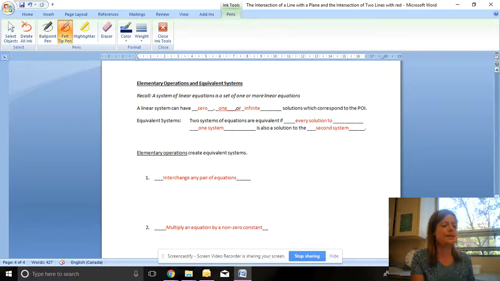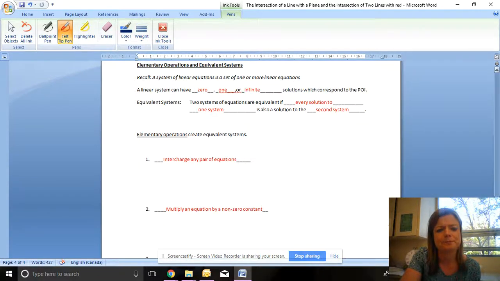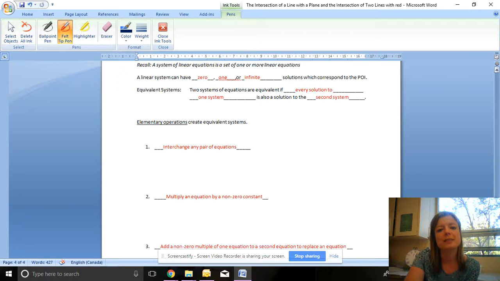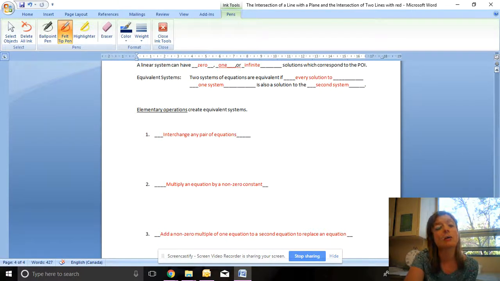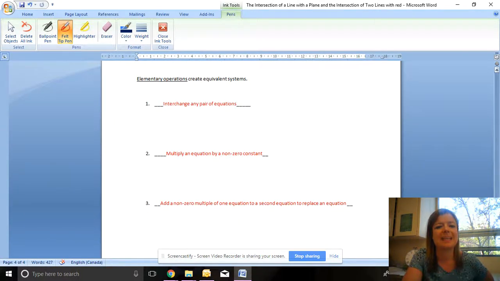This is basically just getting used to the vocabulary of what elementary operations and equivalent systems are. Remember, a system of linear equations is a set of one or more linear equations. So that's what I mean by a linear system. A linear system can have 0, 1, or infinite solutions, which correspond to the points of intersection. An equivalent system is two systems of equations where every solution to one system is also a solution to the second system.